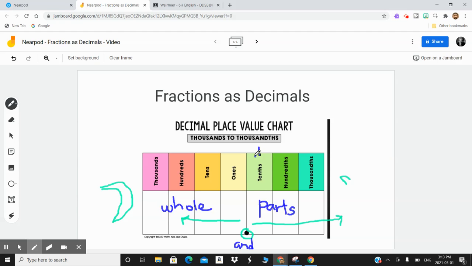Tenths means 1/10. Hundredths would be 1/100th. How many hundredths do you have? And thousandths would look like this as a fraction, 1/1000th. Okay, so let's move on, and I just want to model some examples of what we're going to do.